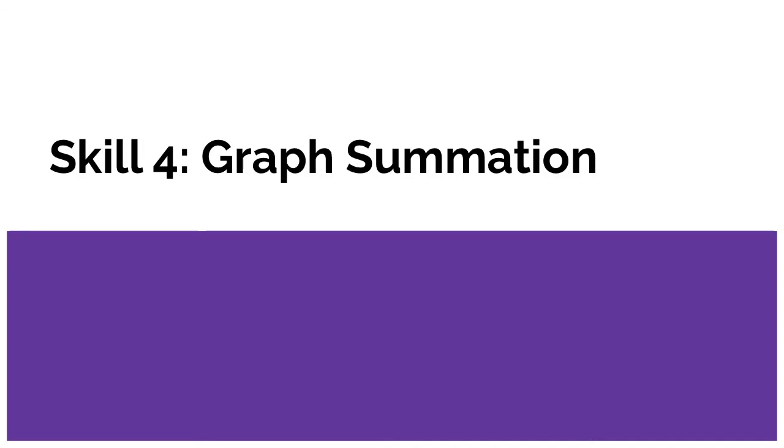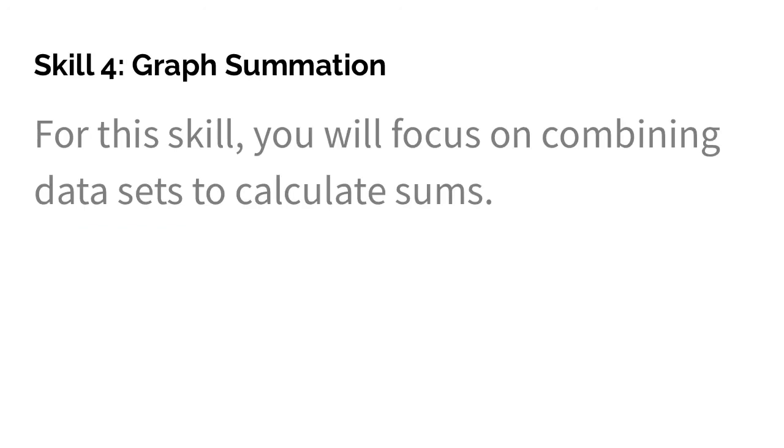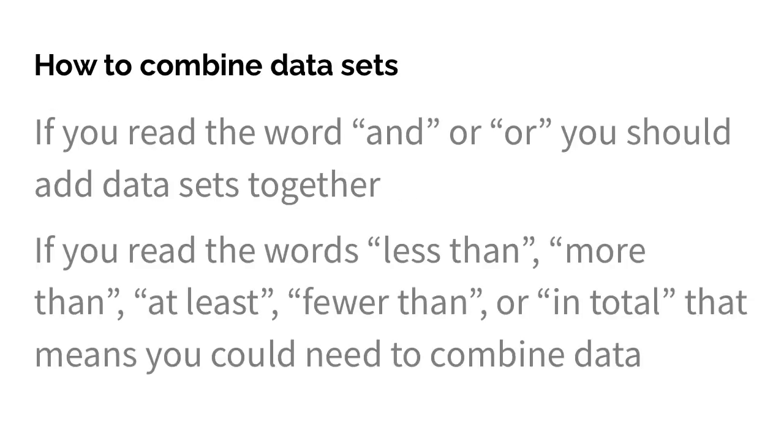In this video, we're going to learn more about Skill 4, Graph Summation. In Skill 4, Graph Summation, we're going to work on combining data sets to calculate sums. How do we combine data sets? Well, if you read the words and or, we should add data sets together.